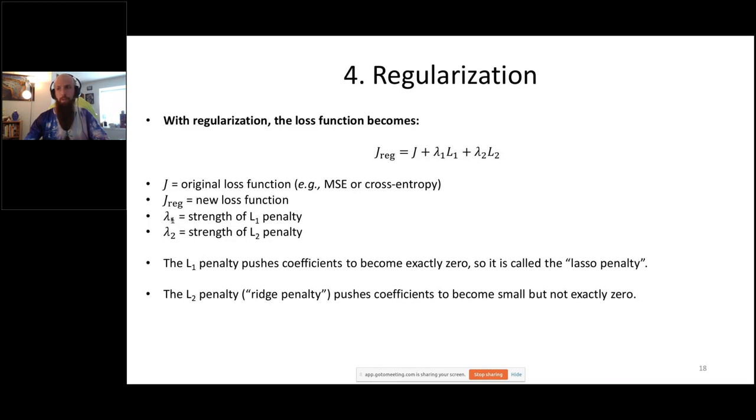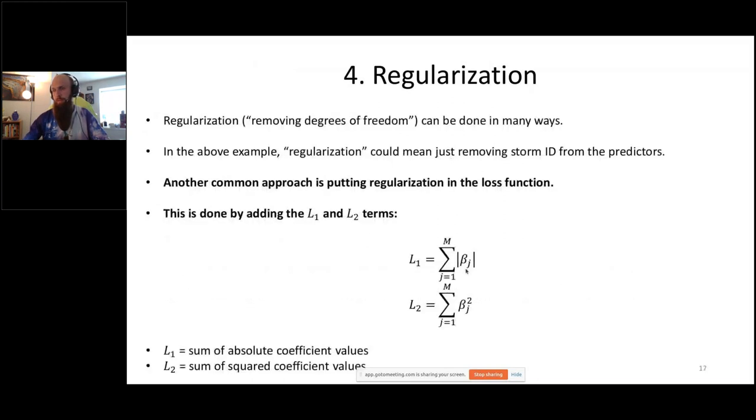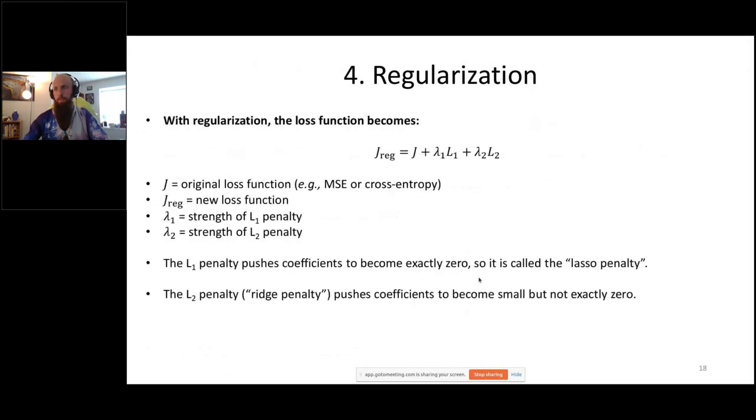So you have to decide what should be the strength of the L1 penalty, and what should be the strength of the L2 penalty. And then these terms end up being added to your loss function. Because L1 and L2 are sums of the coefficient values, your model ends up getting punished not just for making bad predictions, which is this J term, MSE or cross entropy or something like that, but the model is also punished for having really large coefficient values. So this encourages the model to have smaller coefficient values, which generally equates to having a simpler model.